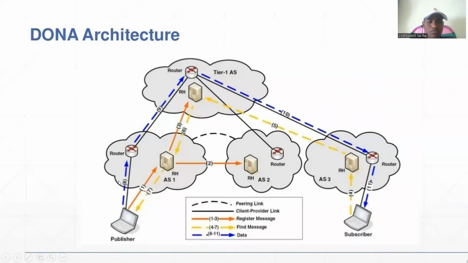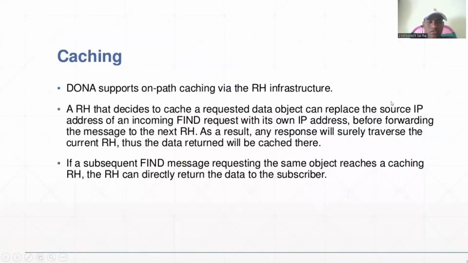From the publisher to the router we are sending the data, and from one router to another router we are sending data, and the subscriber will receive the data. From the subscriber we are sending find messages. Find indicates the finding messages. From the subscriber we find the message from the publisher's register message. Register message means the publisher will send a message to the RH, and here AS1 to this orange indicates the register message. This is the DONA architecture.